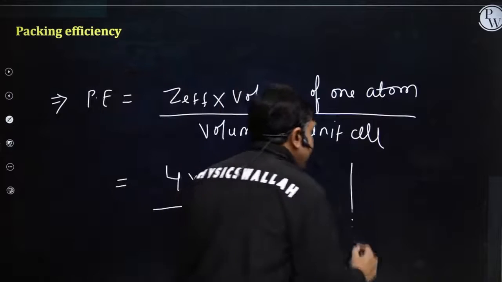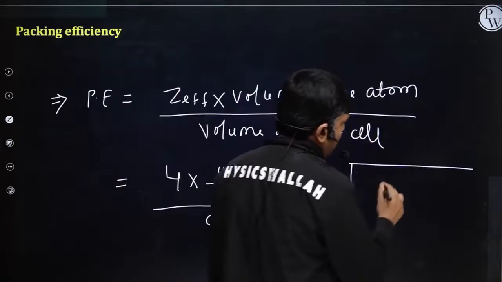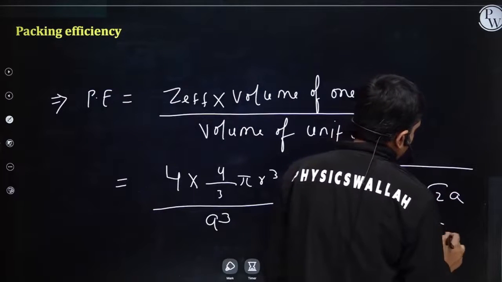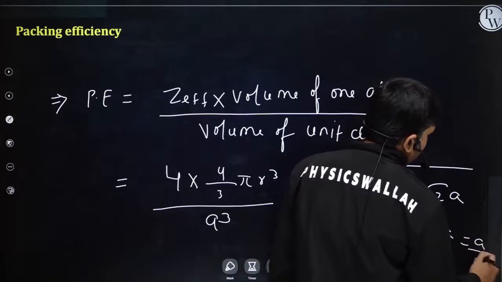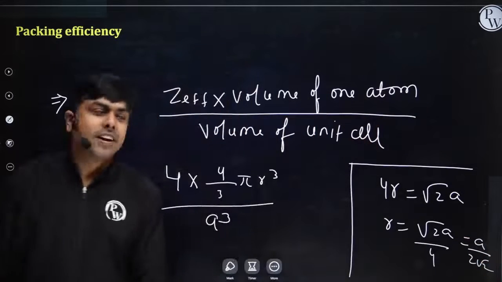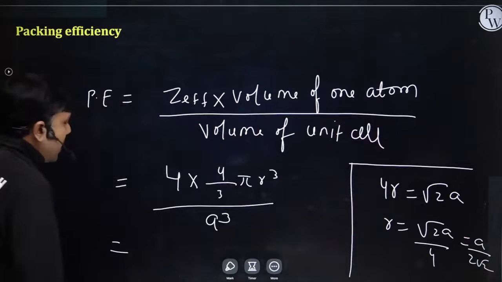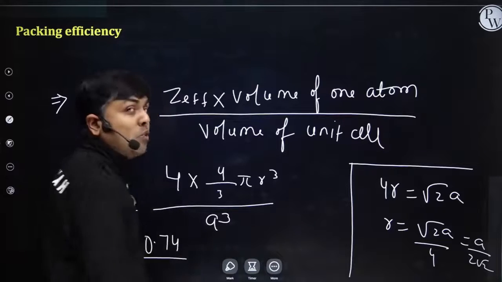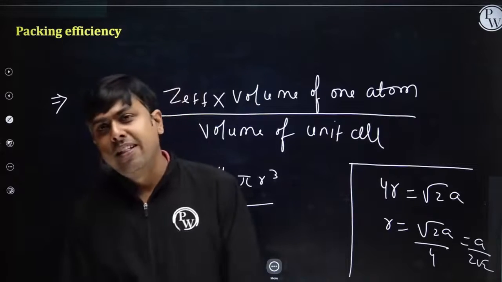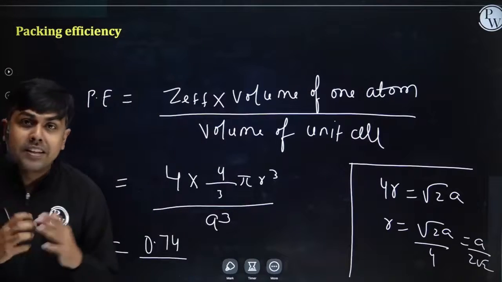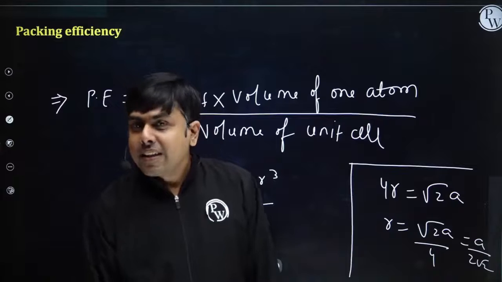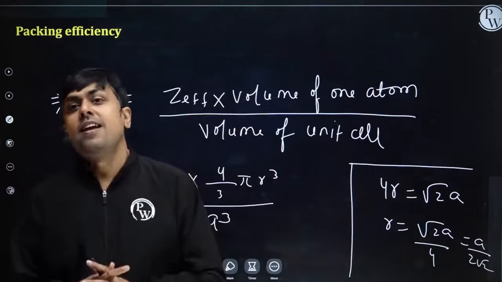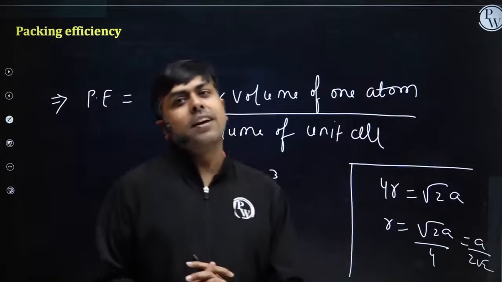Now, what's the relation between radius and edge length? We have, students, 4r is equal to root 2a. So r is equal to root 2a upon 4, it's a upon 2 root 2. This is the radius. So from here, if we calculate the packing fraction, it comes out at 0.74. So students, in a cubical unit cell, the maximum packing fraction is there in case of FCC. In case of FCC, we have closest packing and it's a cubical unit cell. So we say this FCC lattice is cubical closest packing.